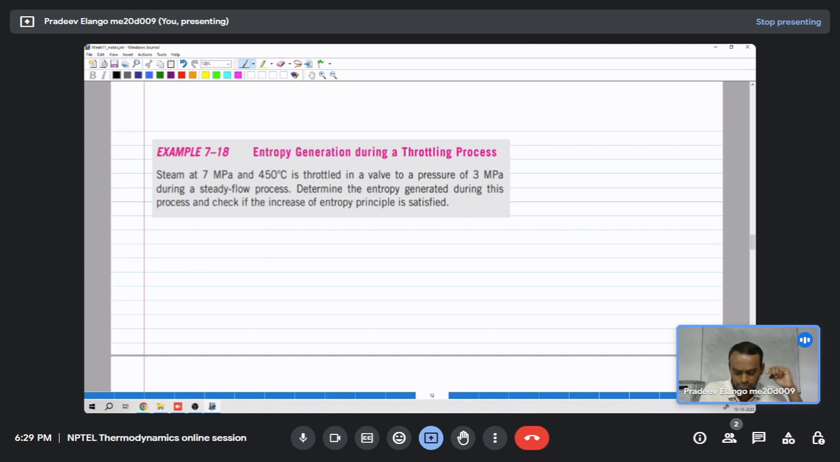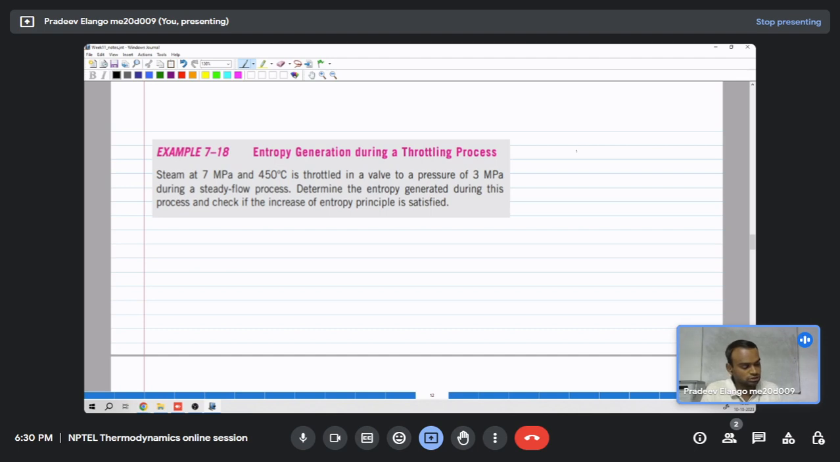So in this problem, steam at 7 megapascal and 450 degrees Celsius is throttled in a valve to a pressure of 3 megapascal during a steady flow process. Determine the entropy generated during this process and check if the increase of entropy principle is satisfied.